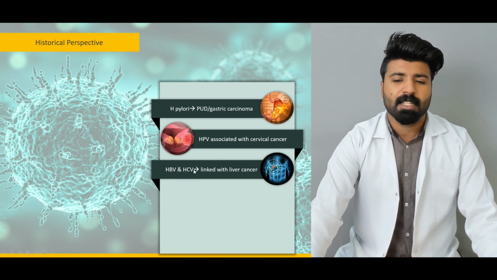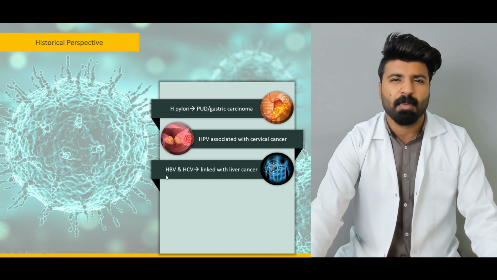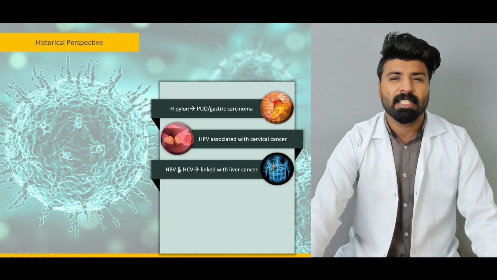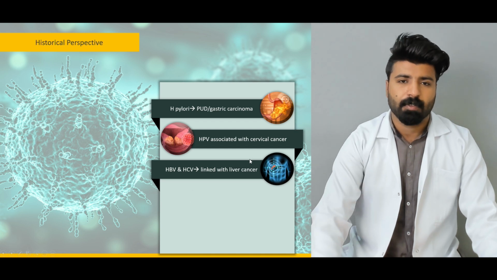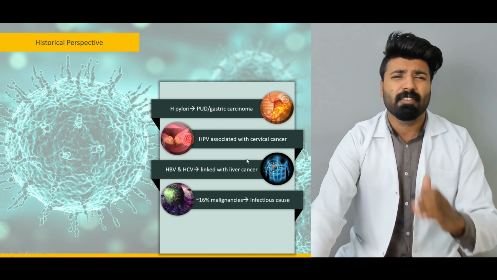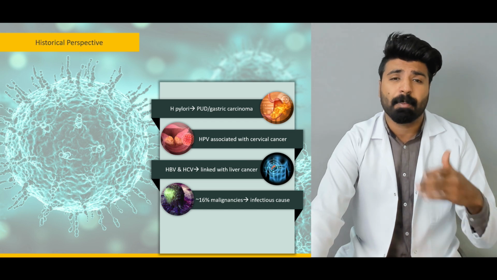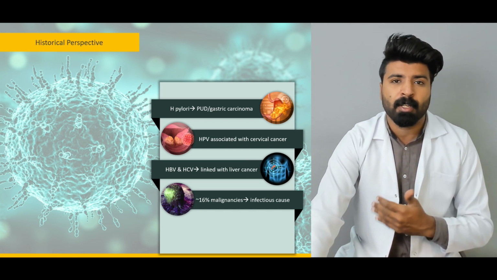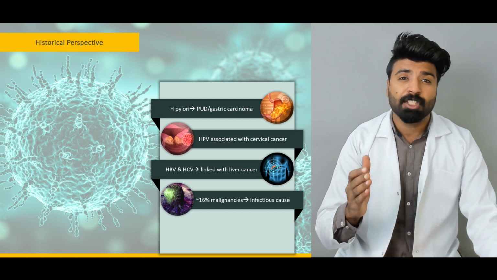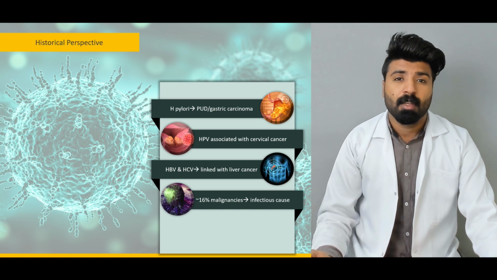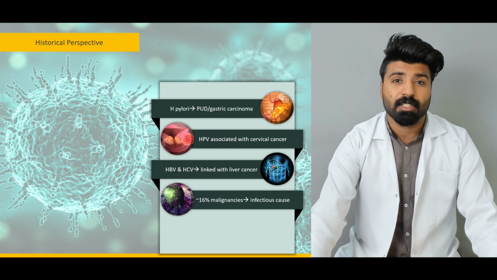Then we have HBV and HCV linked with liver cancer. We all know HBV causes what? Hepatitis B. HCV causes hepatitis C. So HBV stands for hepatitis B virus, and HCV stands for hepatitis C virus. Now, these are linked in causing liver cancer. Obviously, they're not going to cause liver cancer in the very start. They're going to cause hepatitis, and if that hepatitis is not managed properly, if it is not taken care of properly, then it will lead to severe manifestations, and that's what liver cancer is.